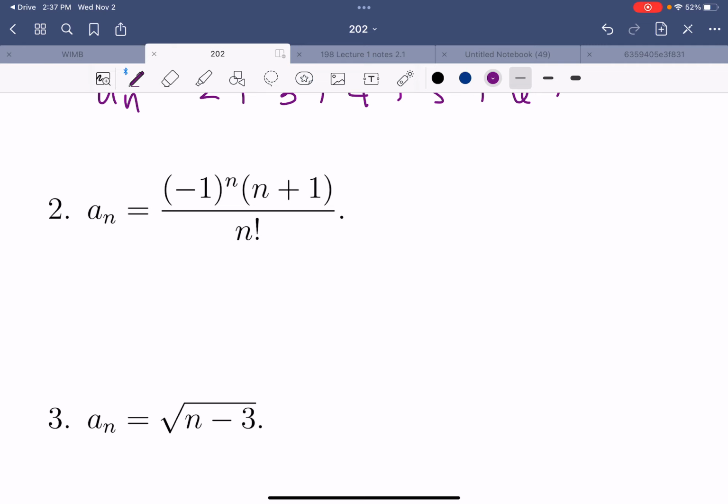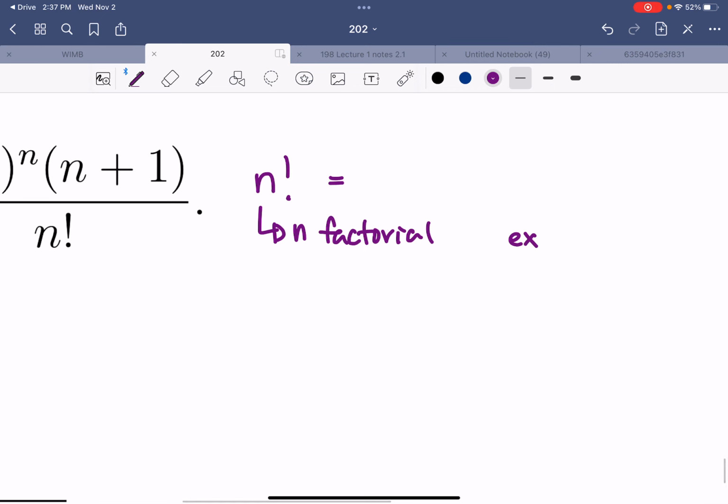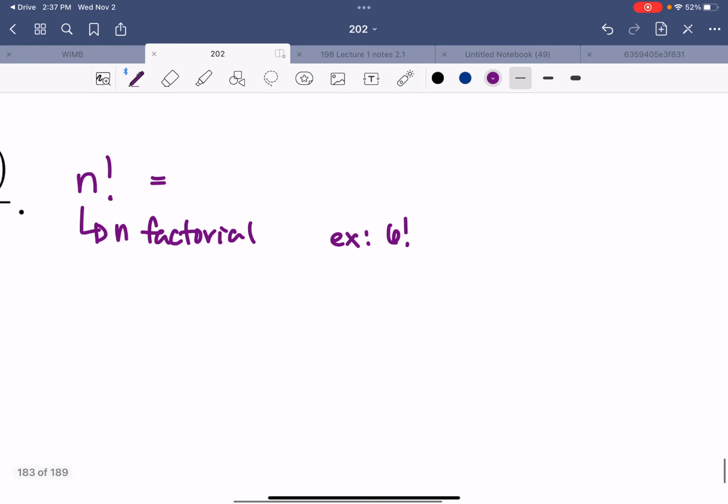The thing on the bottom here, the n exclamation point, that's n factorial. And what it means is, for whatever position you're in, it's that number times all the numbers smaller than it down to 1. So, for example, 6 factorial would be 6 times 5 times 4 times 3 times 2 times 1.